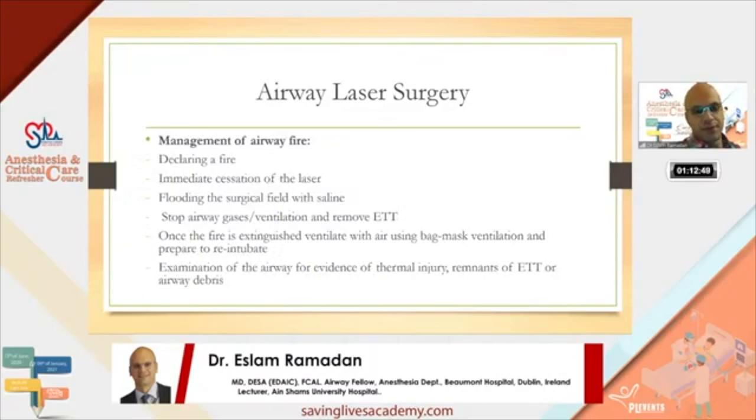If airway fire develops, you have to immediately declare there's a fire, immediately stop the laser, and flood the surgical field with saline. Usually there is 50 ml of saline ready on the table beside the surgeon. So in case of any fire, he has to flood the surgical field with saline, stop airway gas ventilation, and remove the endotracheal tube immediately. Once the fire has subsided and been extinguished, start to ventilate the patient by mask with air, and be ready to reintubate the patient to secure the airway. Examination of the airway is very important to check for any evidence of thermal injury, remnants of the endotracheal tube, or any airway debris.